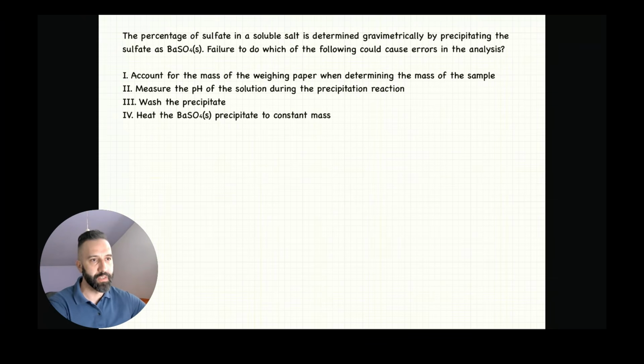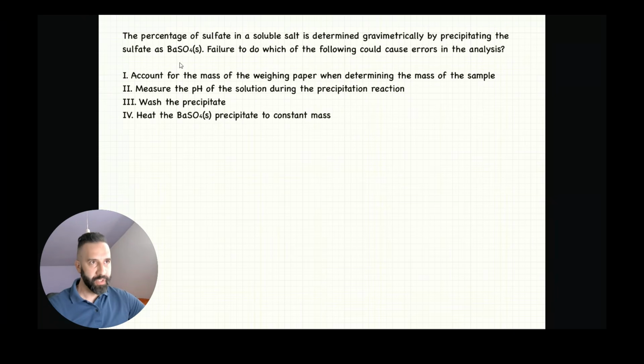Precipitation just means that I have something in the water here, and then I add another chemical that is going to make something from my solution form a solid on the ground, and that solid is called a precipitate. And then, as you can see here, I'm working with that precipitate. So failure to do which one of these could cause error in the analysis.